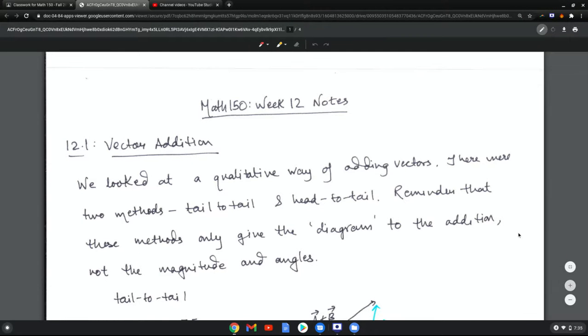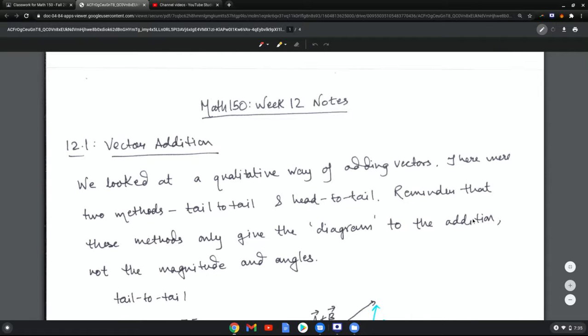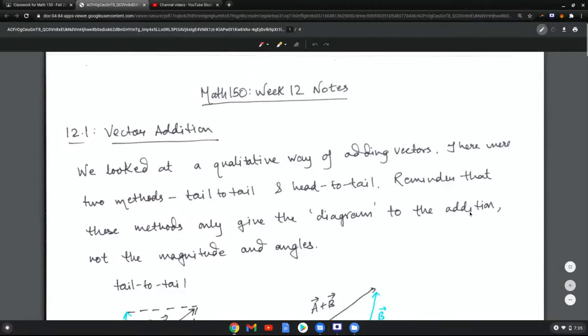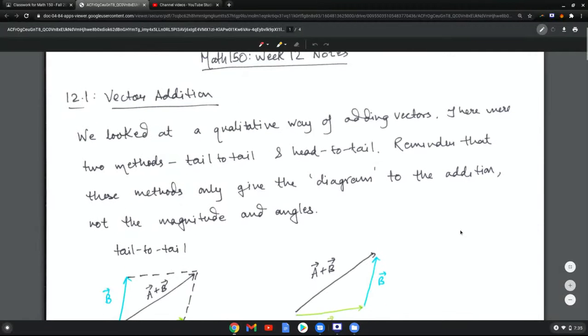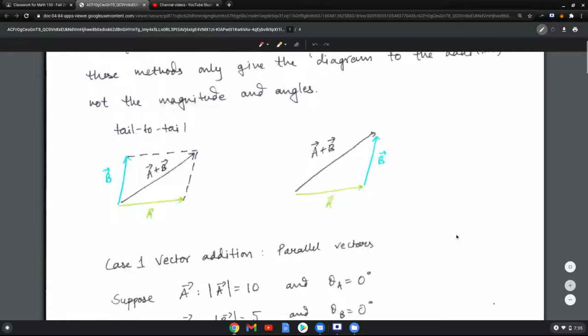We're going to continue talking about vectors that we started last time. So far, we have looked at a qualitative way of adding vectors, in fact, two ways of adding vectors, tail to tail and head to tail. These methods only give the diagram of the addition. They don't give us numbers, not the magnitude, not the angles.